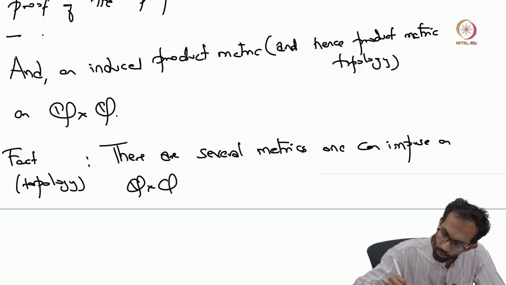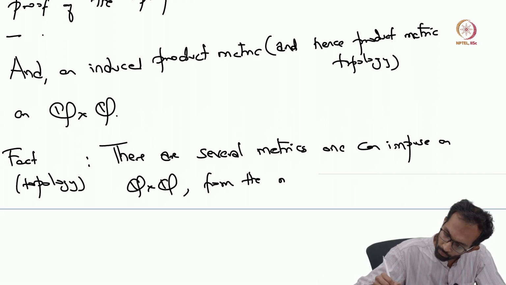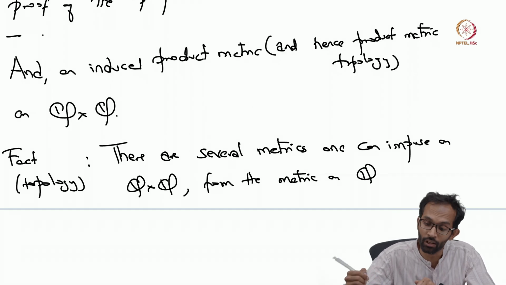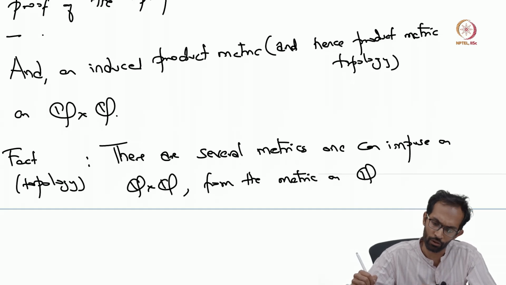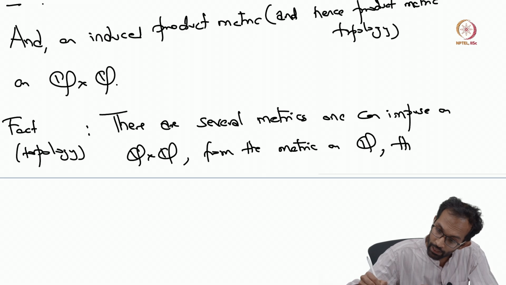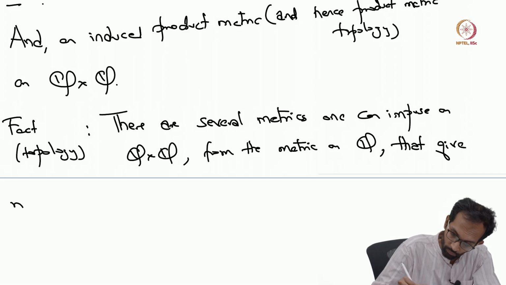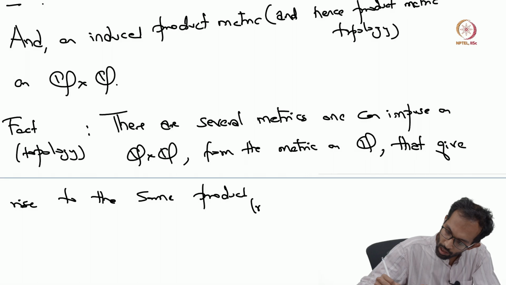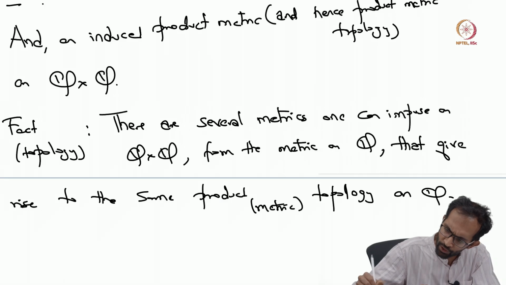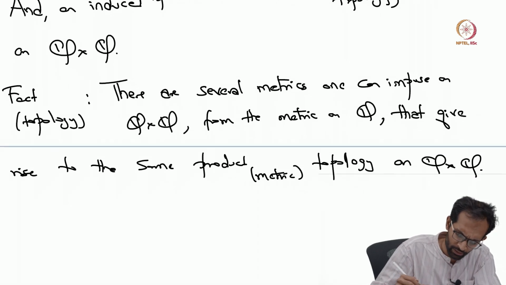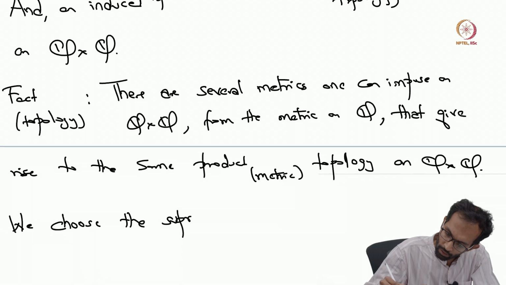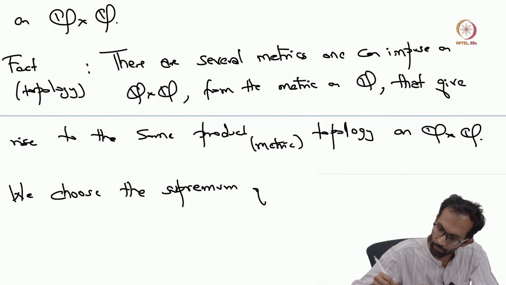on Q cross Q from the metric on Q. But the sort of connecting property amongst all these metrics is that they define the same topology. So you could have different metrics, but they all give rise to the same product topology on Q cross Q. So we have many different choices of metrics, and just for simplicity, we'll choose the supremum of the coordinate-wise product metric.